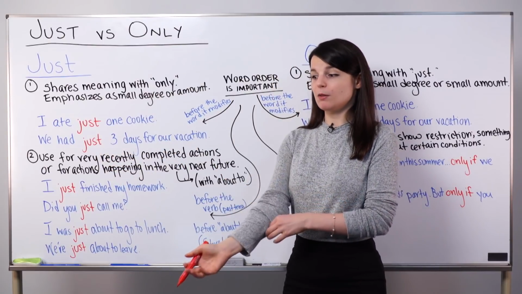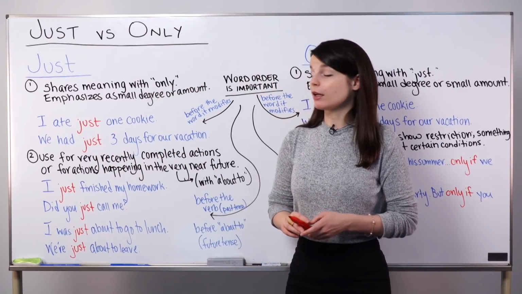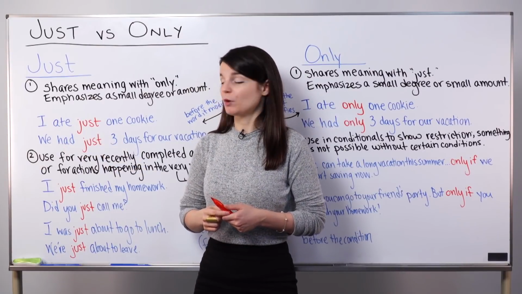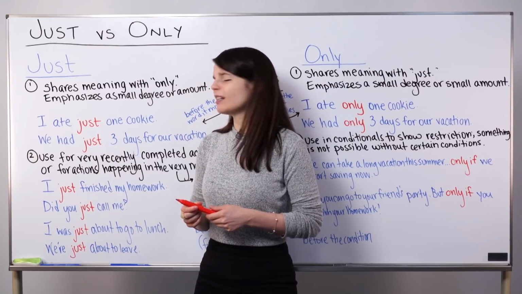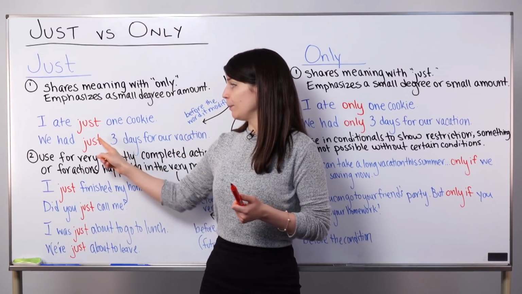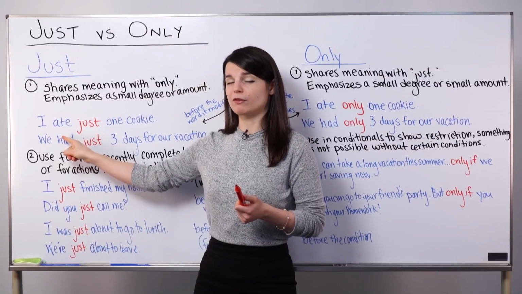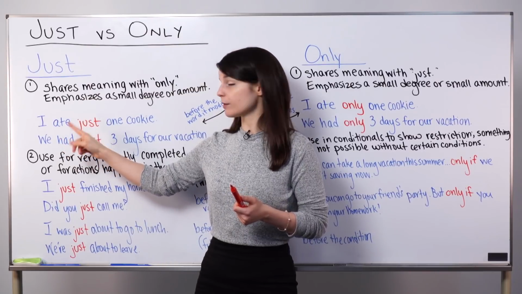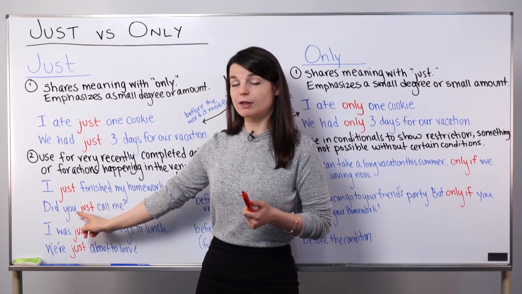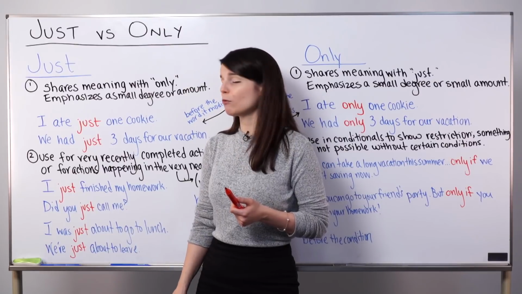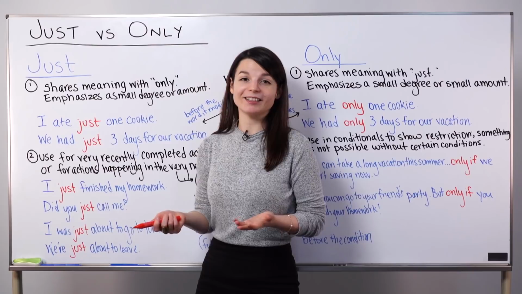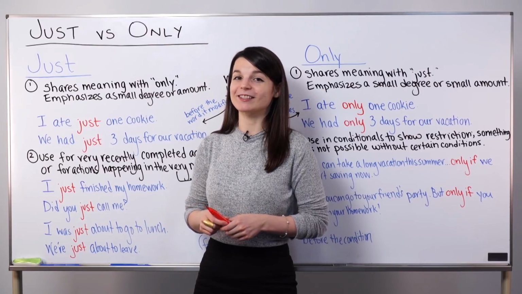A mistake that many people make, and even native speakers make, is using just before the verb here. I just ate one cookie, or we just had 3 days for our vacation. So they want to emphasize this, but they position just before the verb, and this is incorrect because we use just in this position for this kind of pattern, for a recently finished action. I just ate one cookie. Sounds like I very recently ate one cookie, which is correct. That could be a grammatically correct sentence, yes.